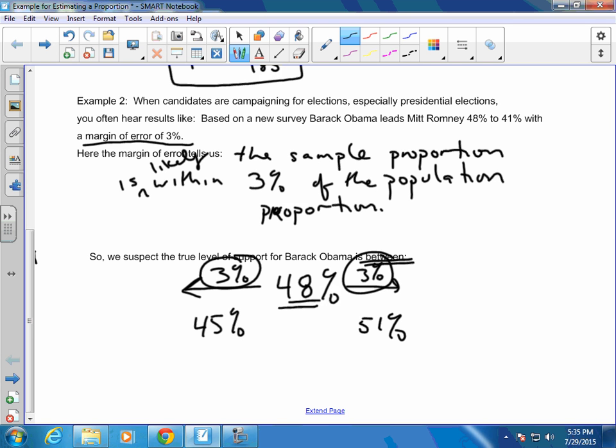In the most basic sense, we've just created what's called a confidence interval. So when you take your point estimate from a sample and then figure out the margin of error, if you go one margin of error below the sample proportion and one margin of error above it, you've created what's called a confidence interval. So we could say, in this case, we can be confident that the level of support for Barack Obama is between 45% and 51%. So we're going to get into the formulas a little bit more and figure out how we would do this all from scratch.